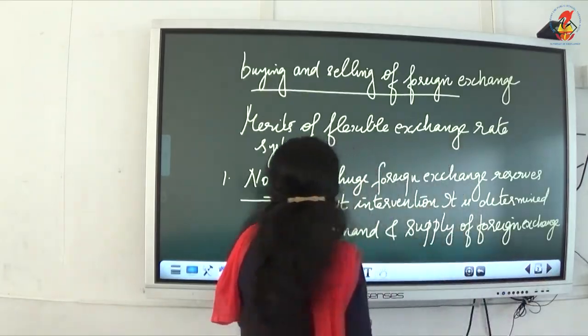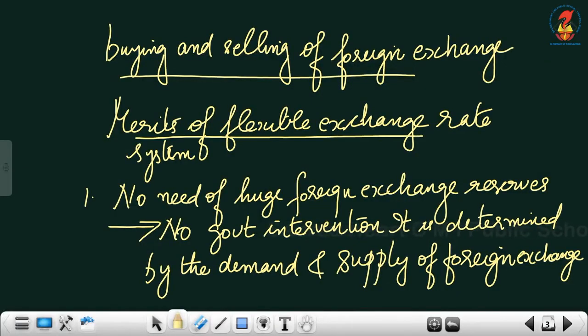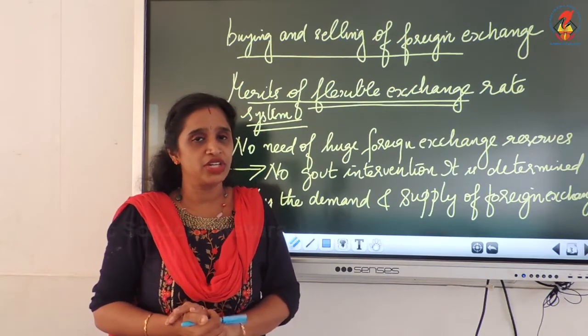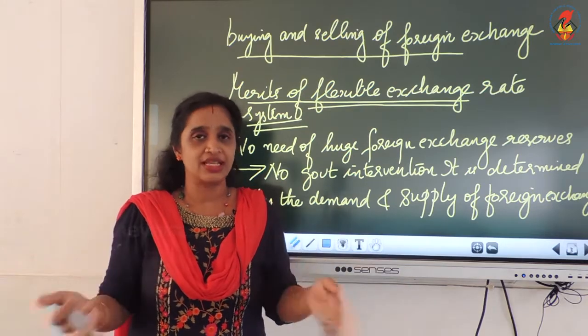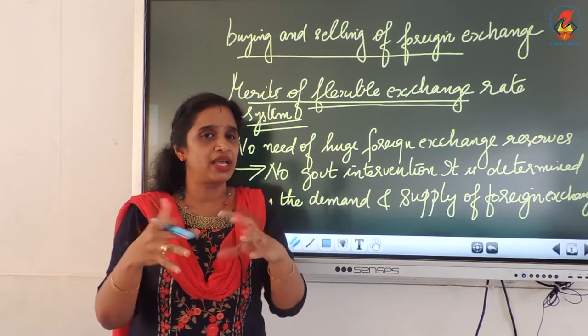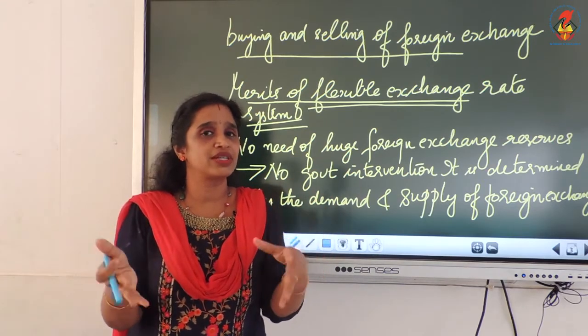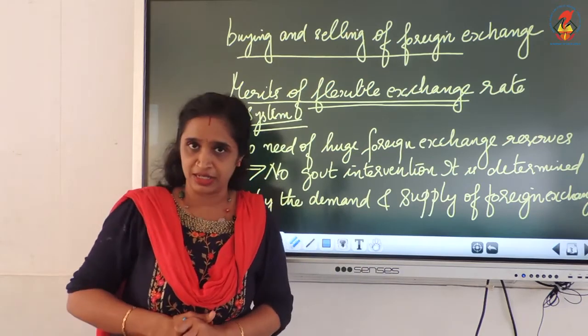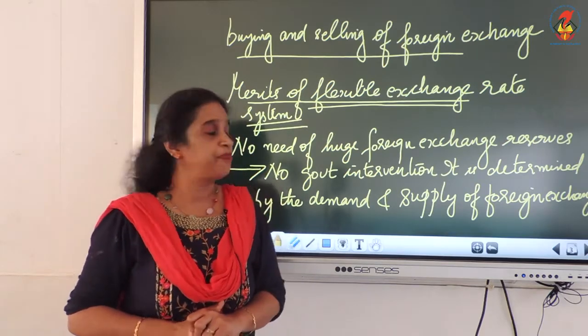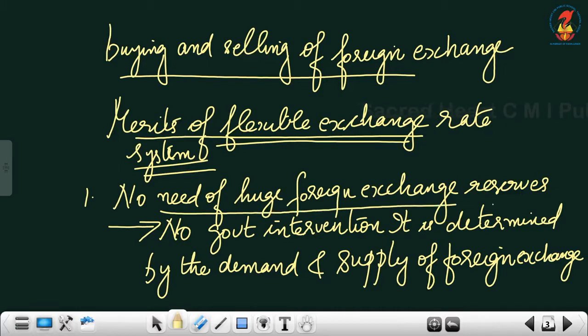Now we will move on to the next topic, merits of flexible exchange rate system. So I hope the features of flexible exchange rate system is very clear to you. No government intervention, exchange rate always fluctuates, decided by the forces of demand and supply, and you can find lot of parties involved there such as banks, government, commercial banks, reserve banks of all the countries, financial institutions, etc. Now we will move on to the merits of flexible exchange rate system. The first merit is no need of huge foreign exchange reserves for the government.